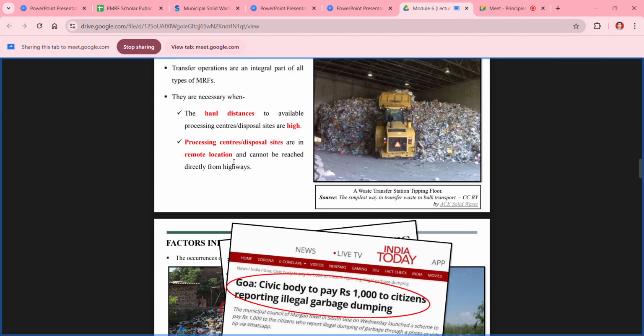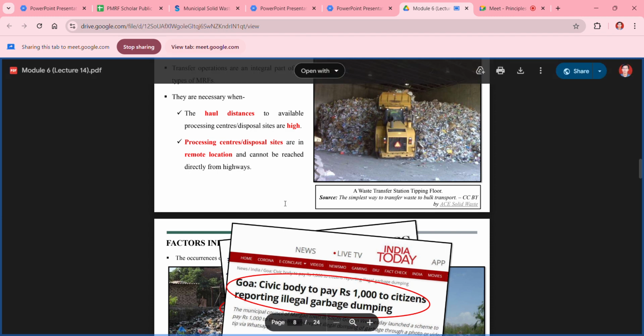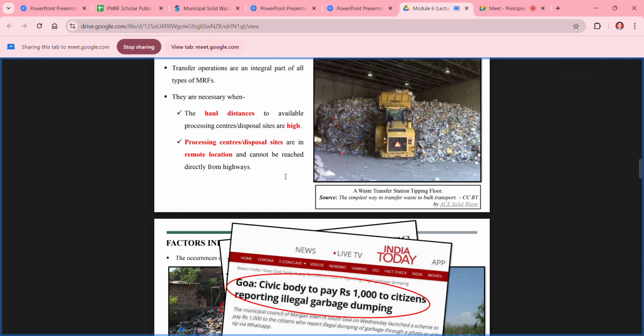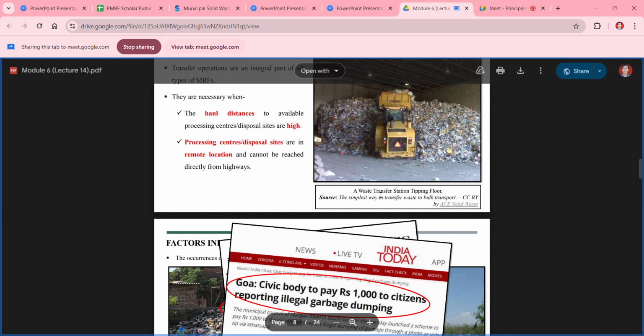So processing centers or disposal sites are in remote locations. As we already talked about, you cannot make a processing center or landfill site inside the city. You have to make them at some remote location away from the city, and they cannot be reached directly from highways. Generally, they are 5 to 6 kilometers beyond the city.